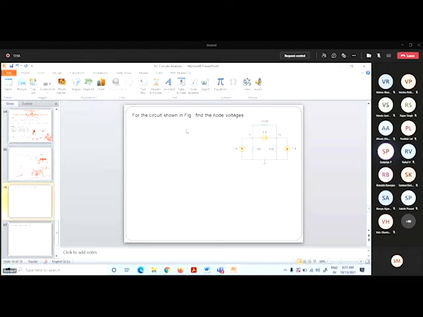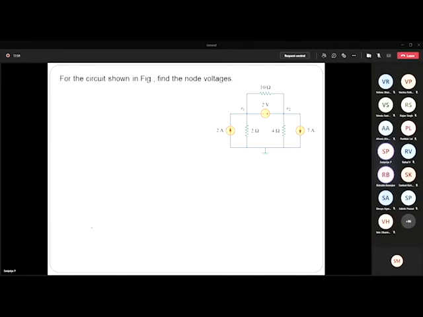Another example. This is another example with supernodal analysis. Here I have a voltage source. As soon as I identify the voltage source in the given circuit, I need to think whether I have a voltage source in series with a resistance. Then no problem at all, directly you can convert that into a current source and proceed as usual.